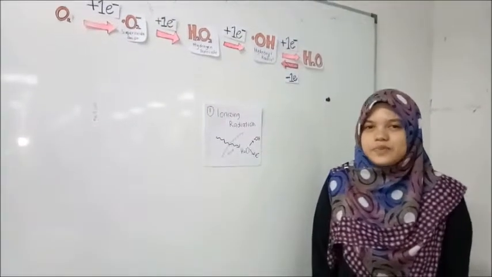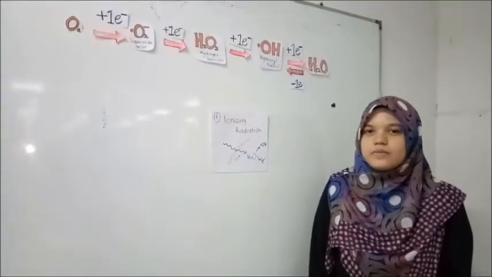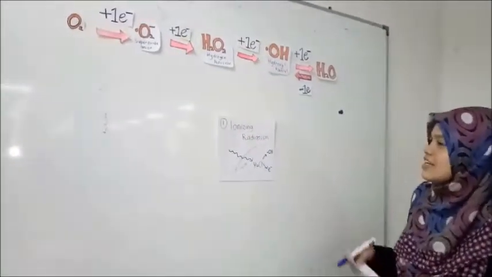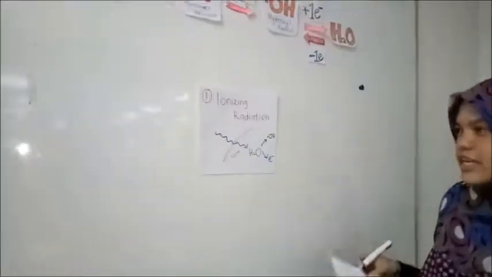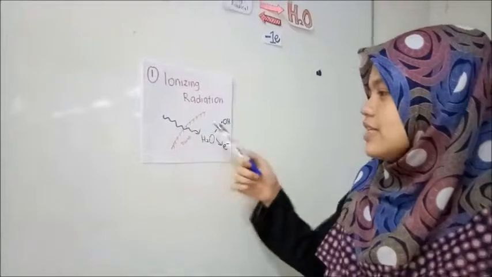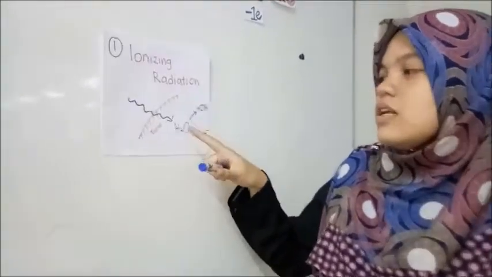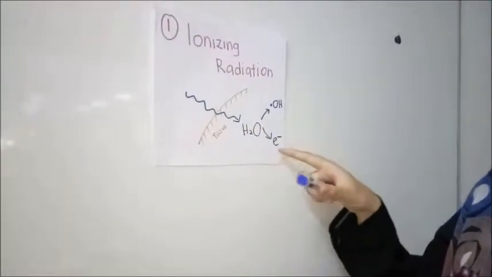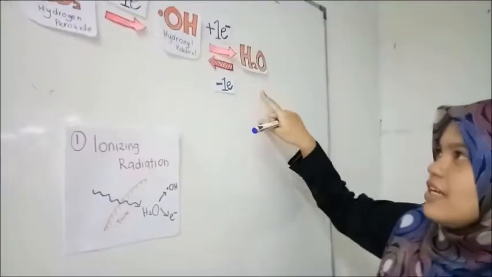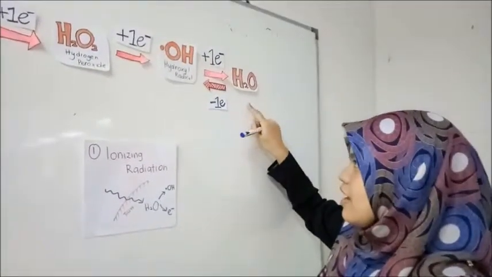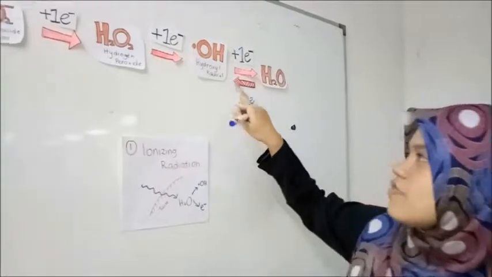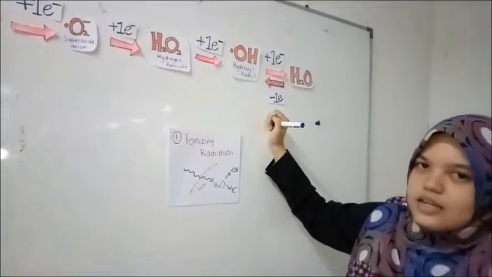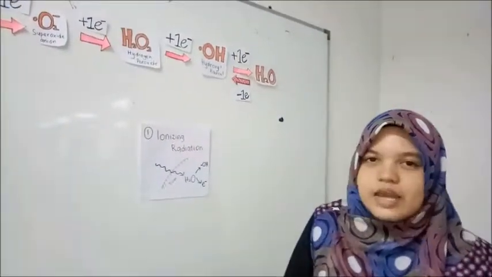Now I will explain how free radicals are formed pathologically, or in abnormal conditions. First is ionizing radiation. This happens when radiation comes and strikes the molecule of water, and it will knock off an electron. So if water gives off 1 electron, it will form hydroxyl radical, which is the most reactive radical, and it will probably cause damage to your cell.